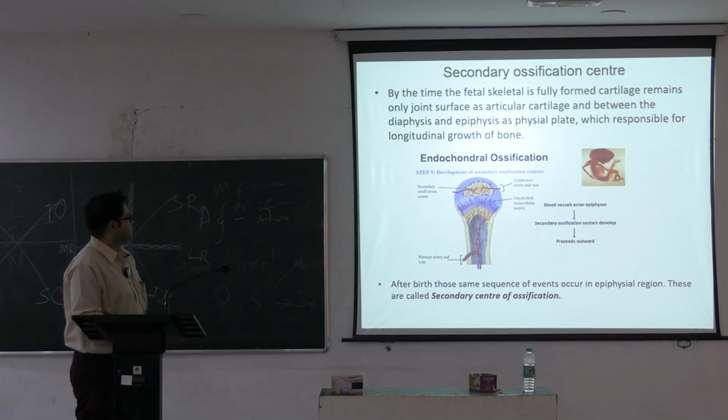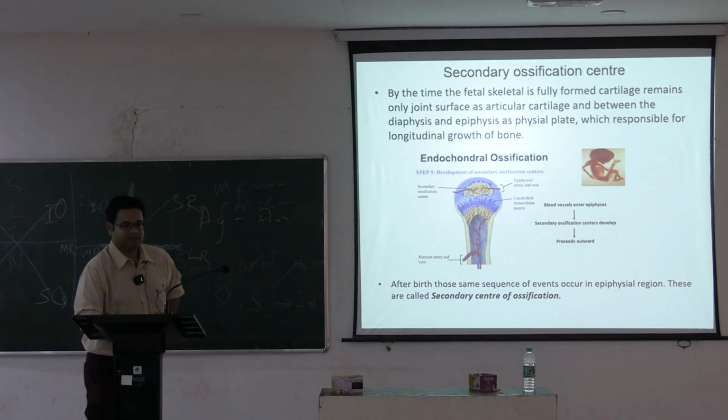By the time the fetal skeleton is fully formed, the cartilage remains only in the joint surface as articular cartilage, and between the diaphysis and the epiphysis as a physeal plate, which is responsible for longitudinal growth of the bone. Okay, so between the diaphysis and the epiphysis, the physeal plate is present. How do you see a physeal plate in an X-ray?